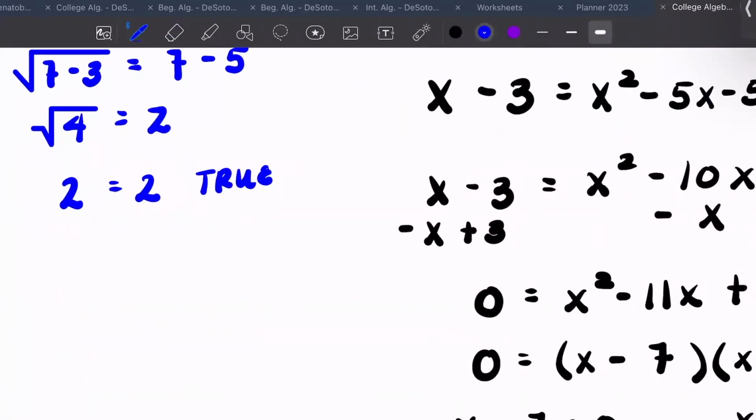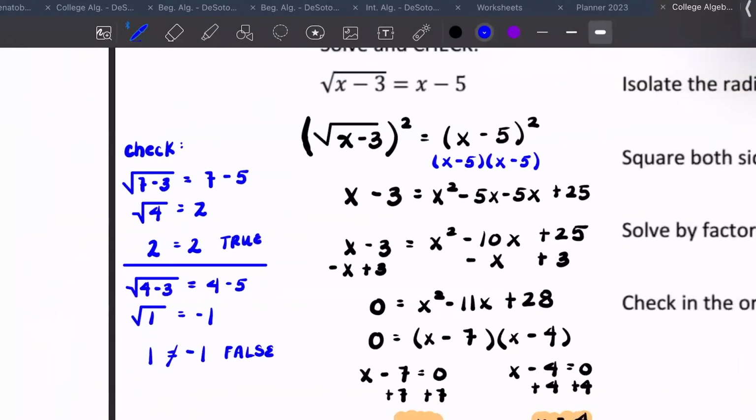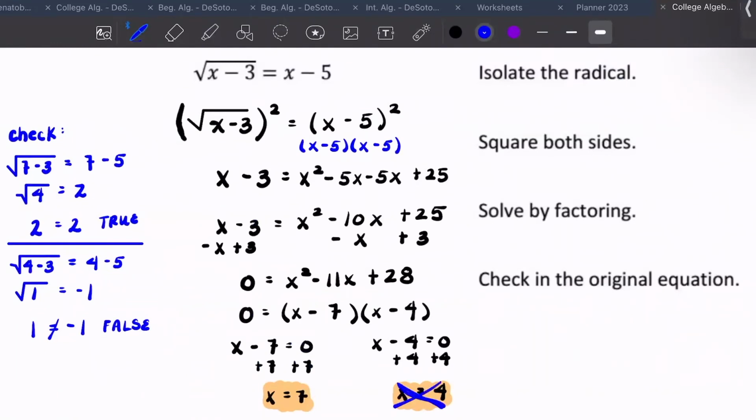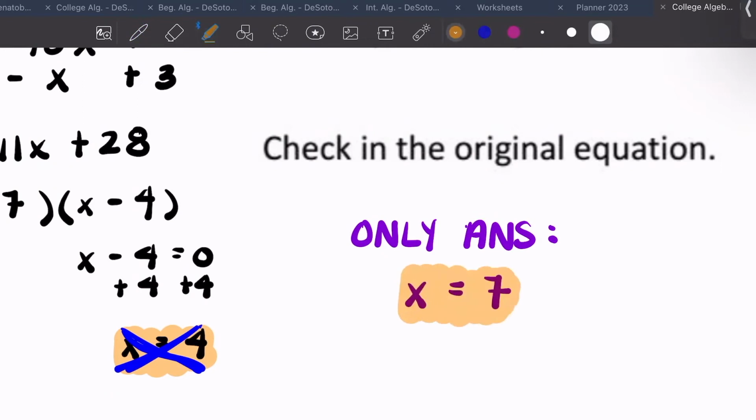Now let's check x equals 4. Okay, let's plug in 4. So we get the square root of 4 minus 3 equals 4 minus 5. So we get the square root of 1 is equal to negative 1. The square root of 1 is 1. 1 is not equal to negative 1. So this is false. Okay, so our only answer is x equals 7.